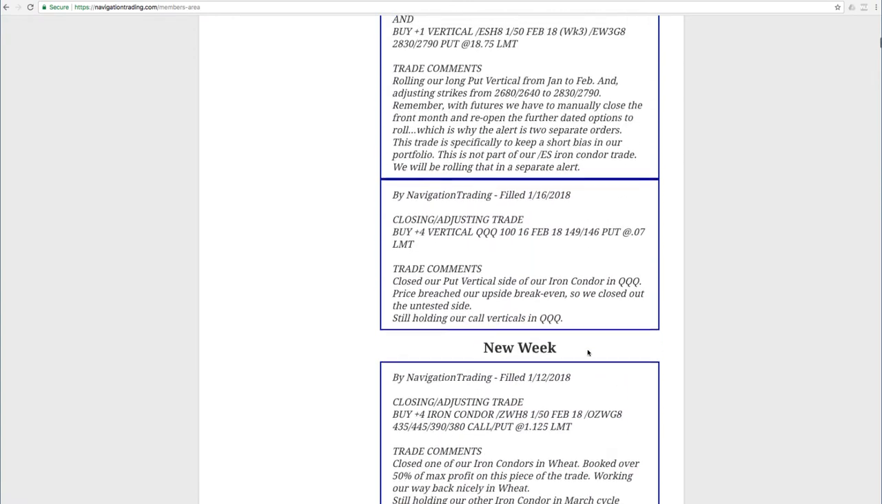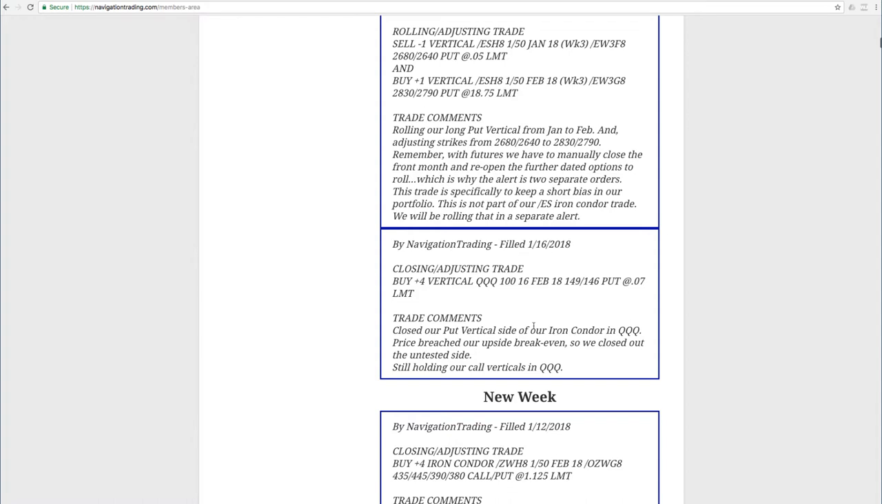So first trade was in the QQQ. So we had an iron condor on in the Qs with this strong market going up. Price breached our upside break even, so we closed out the untested side. So now we've got three call verticals in the Qs.